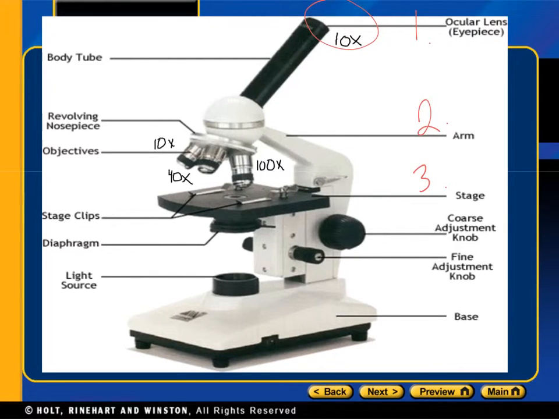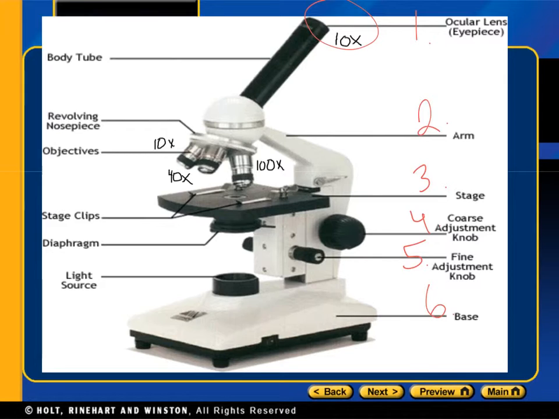Number 3 is the stage, and that will hold the slide, and that moves up and down as you focus your specimen. Number 4 is the larger focus knob. It's called the coarse adjustment knob, and you use that coarse adjustment knob only on the lower objectives. Number 5 is the fine adjustment knob. It is a smaller knob, and it is only used on a higher power for specific focusing. Number 6 is the base.